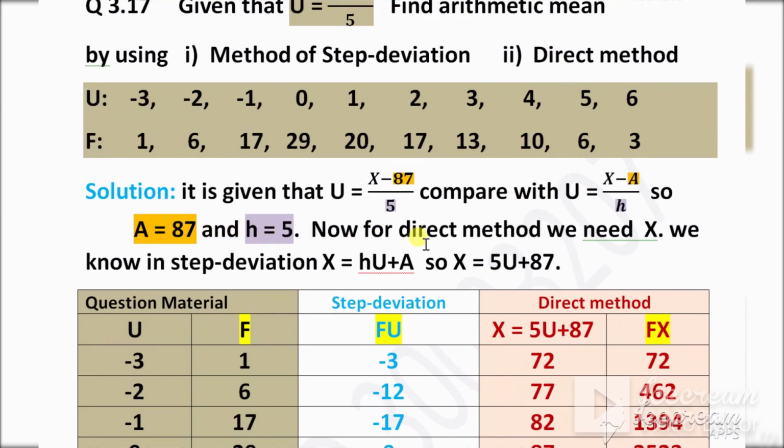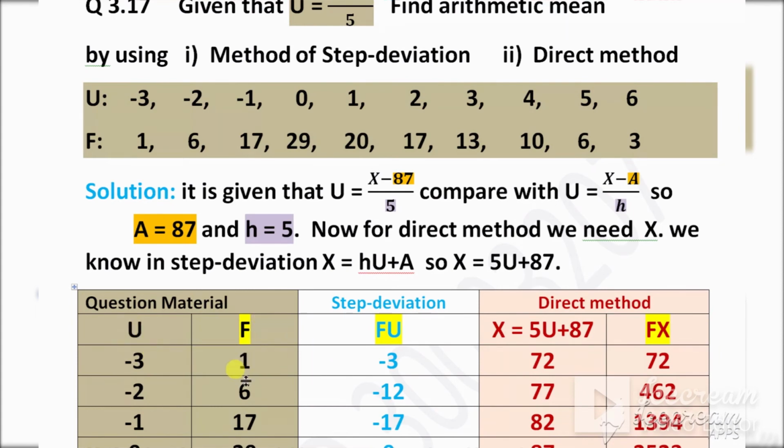So a is equal to 87 and h is equal to 5. Now for the direct method we need x. In this question only u and f are given, but for finding the direct method, we need x. Why do we need x? Because summation fx divided by summation f is the formula for the direct method. So how will we multiply f with x? If we have the x column, then we will multiply this x column with f. But in the question, the x column is not given.